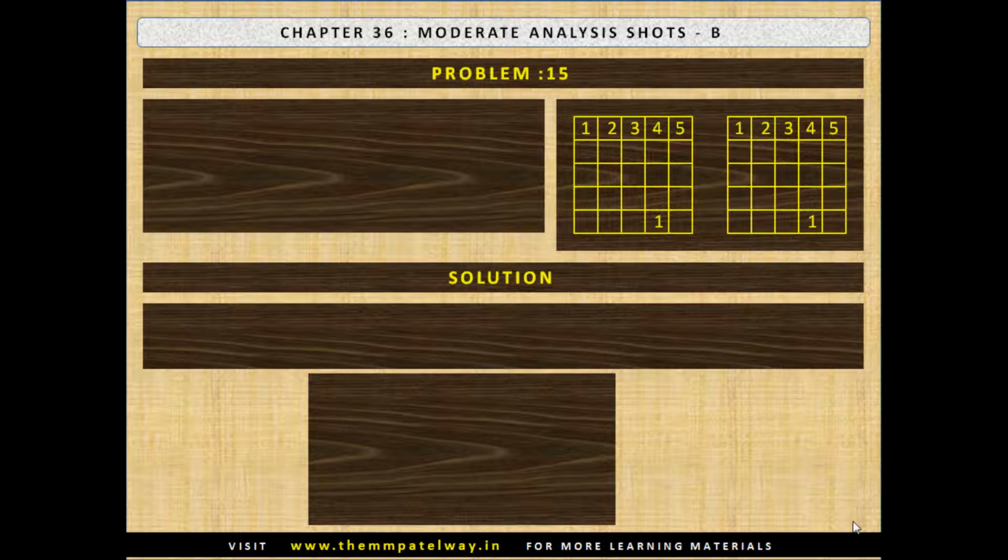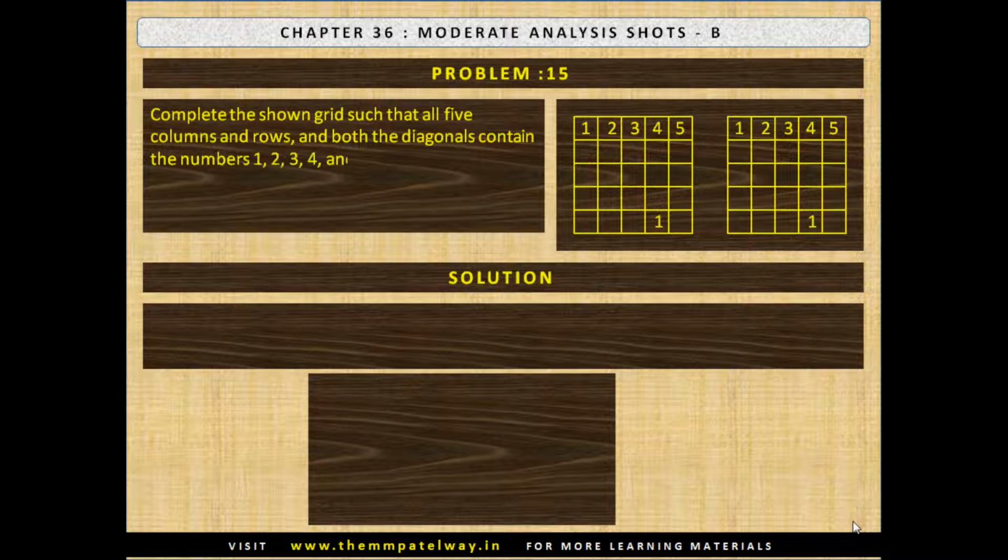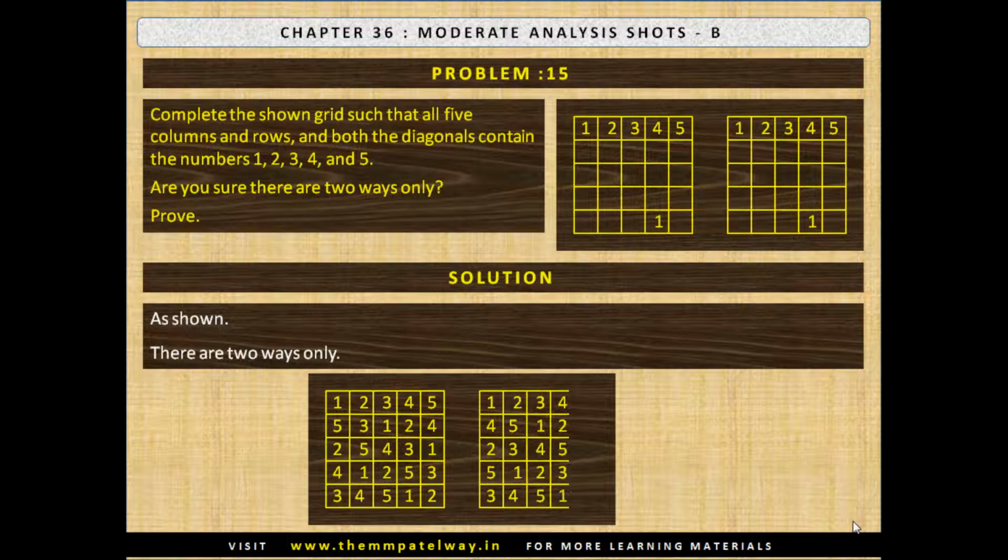Problem number 15. Complete the shown grid such that all 5 columns and rows and both the diagonals contain the numbers 1, 2, 3, 4 and 5. Are you sure there are 2 ways only? Proof. Now stop the video and solve the problem. The solution follows. 2 answers are shown and there are 2 ways only.